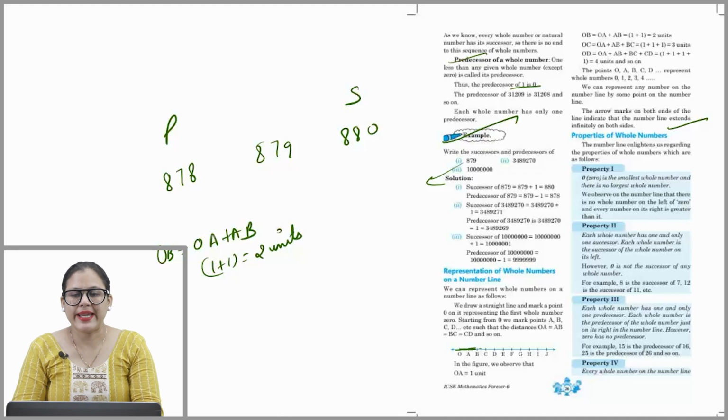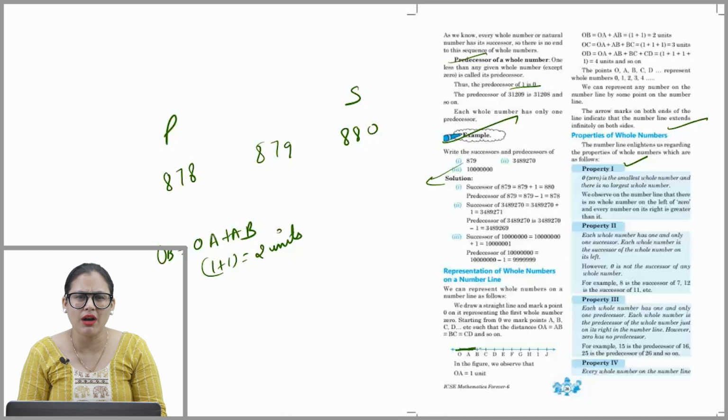The number line enlightens us regarding the properties of whole numbers, which are as follows. Property 1. 0 is the smallest whole number. We all know that, and there is no largest whole number. We observe on the number line that there is no whole number on the left of 0 and every number on its right is greater than it.